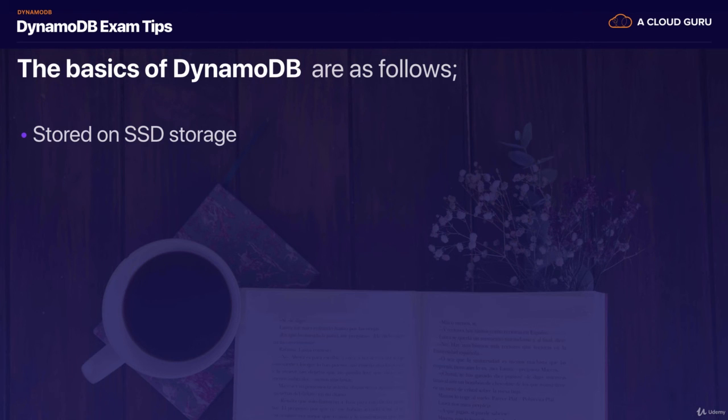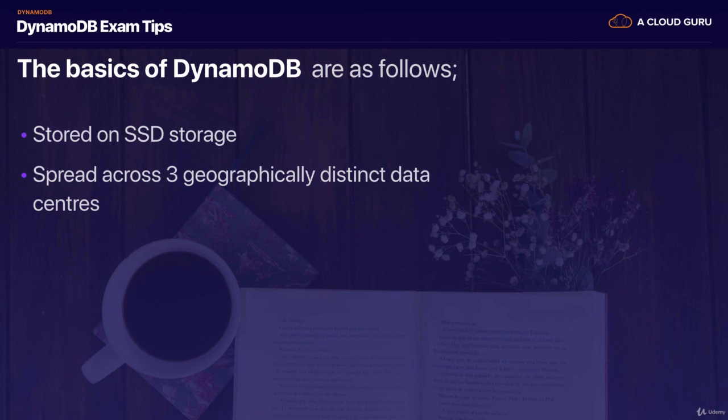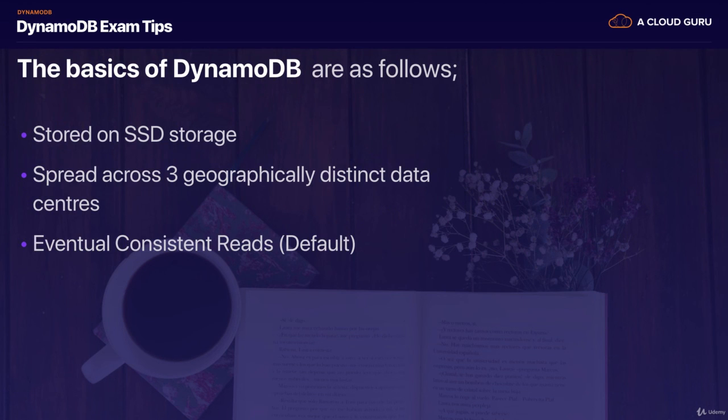So going into your exam, just remember it's stored on SSD storage. It's spread across 3 geographically distinct data centers. You probably want eventually consistent reads. You get this by default, so long as your application writes to the table and then won't read that data within the first second, then you want eventually consistent reads. If it is going to read that data within 1 second of it being written to the table, then you want strongly consistent reads.